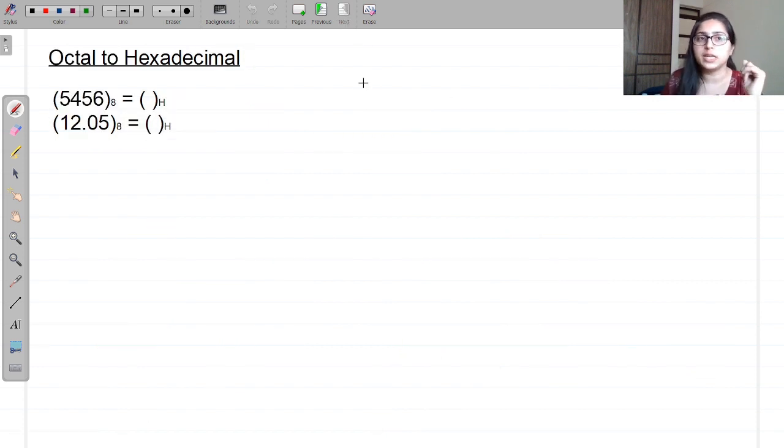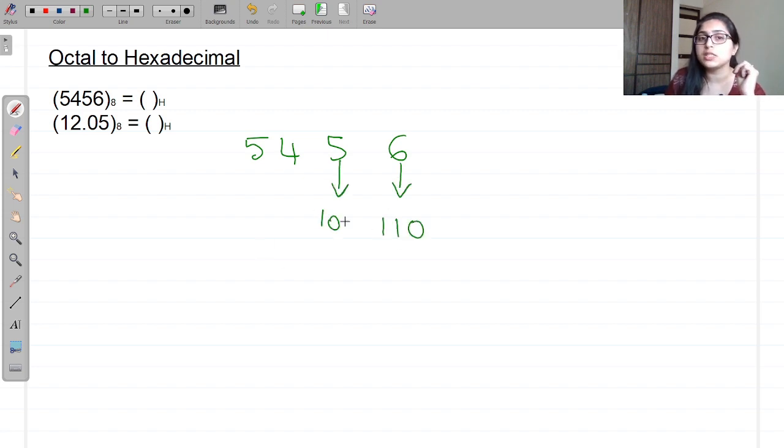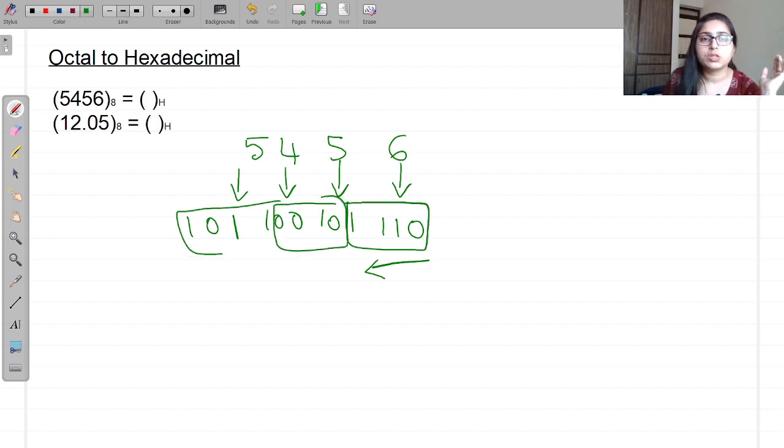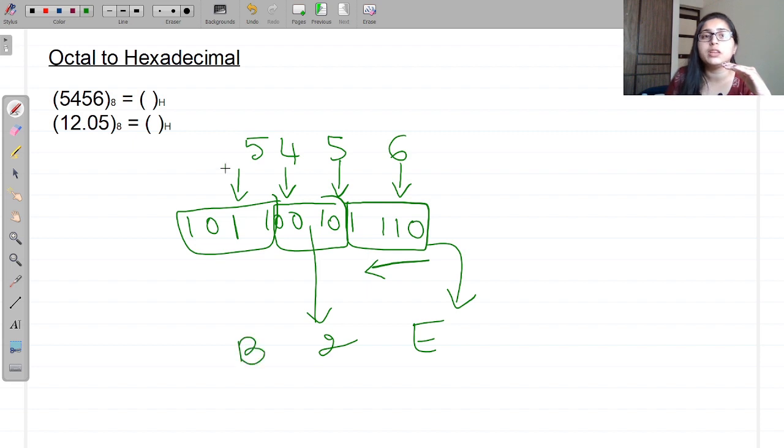Next, octal to hexadecimal. Again the same thing, convert it to binary. 5456, but now it is octal, so it is a group of 3 bits. So 5 is 101, 4 is 100, 5 is 101, 6 is 110. Now again start grouping from right to left, but it is of 4 bits. So now write the equivalent hexadecimal. 1110 is E, this is 2, 1011 is B. So this is B2EH.